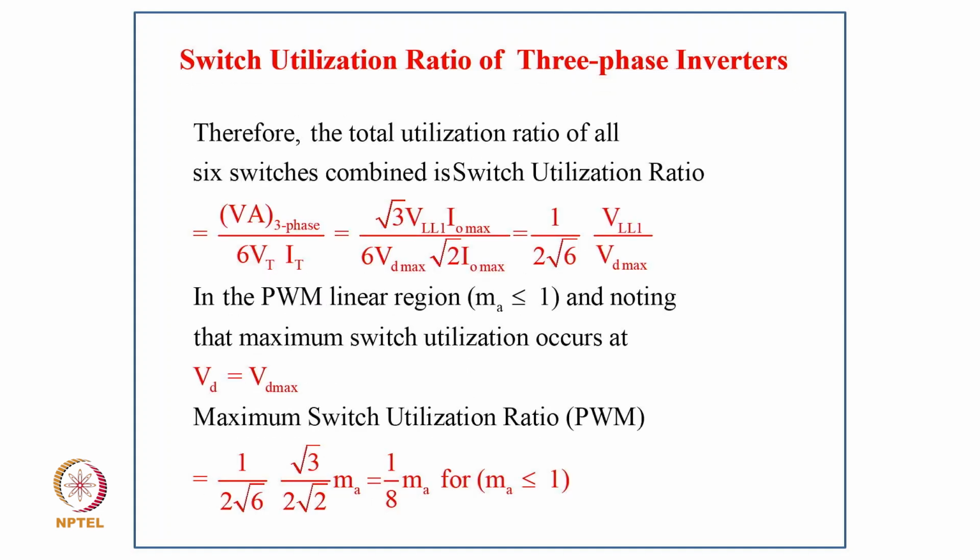Therefore the total utilization ratio of all 6 switches combined, the switch utilization ratio, is equal to VA 3-phase divided by 6 Vt It, that is root 3 VLL1 Io max over 6 Vd into root 2 Io max, and that is equal to 1/(2 root 6) into VLL1/Vd. In the PWM region, noting that the maximum utilization occurs at Vd equal to Vmax, the maximum switch utilization ratio is 1/(2 root 6) times 3 root 3/(2 root 2) Ma, and that becomes 1/8 Ma for modulation index less than 1.